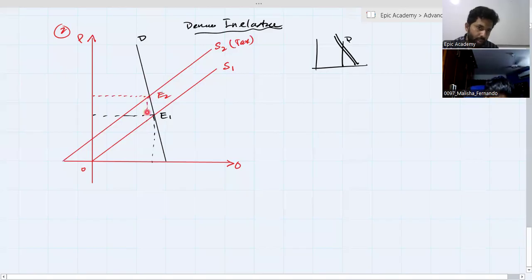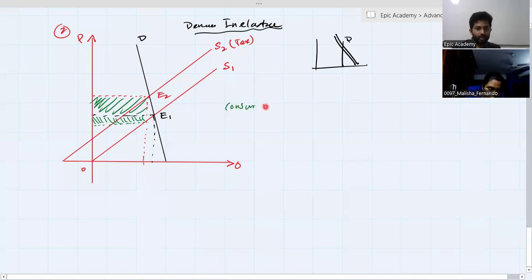So this is equilibrium point number 2, and this is the equilibrium quantity. Okay, so now you can identify the tax burden of the consumer and the tax burden of the producer. In here, this area is the tax burden of the producer. This area is the tax burden of the consumer. Now you can identify that the demand curve is relatively more inelastic than the supply curve.